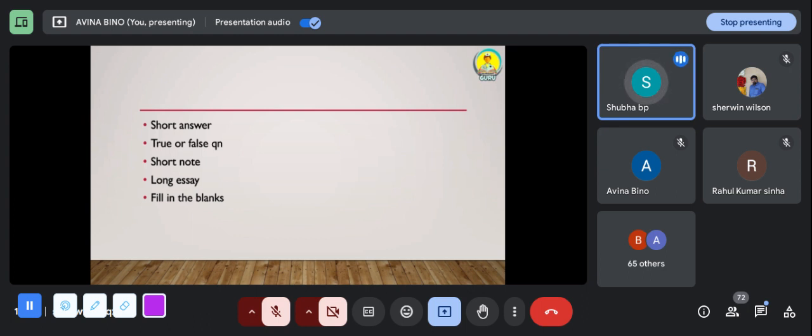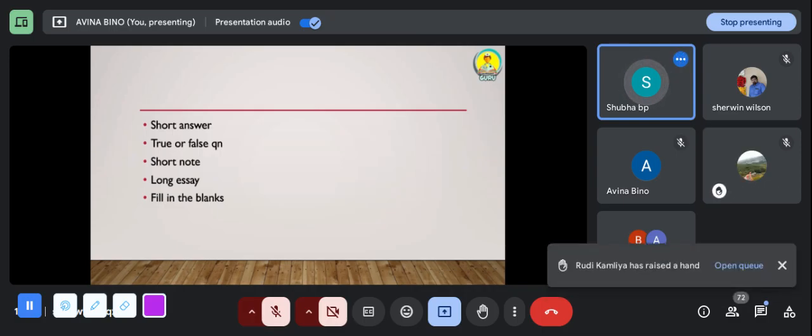I told you that you have to write the exam for 75 marks, so you should know the pattern of the exam. If you take your question paper, first they will ask short answers. Short answer means you should write only the meaning, one line or two lines, not more than two to three lines. You should give the answer in one meaning only, and it will carry 1 mark for each question.